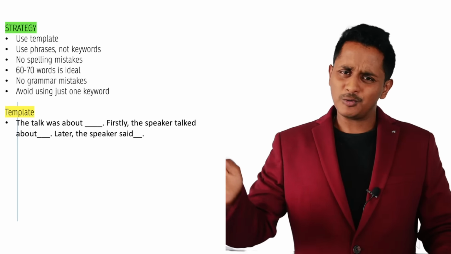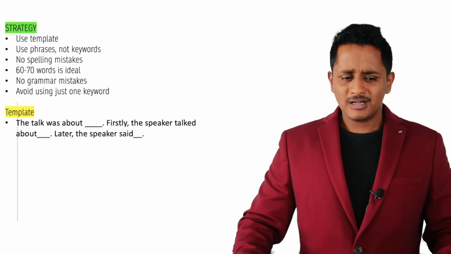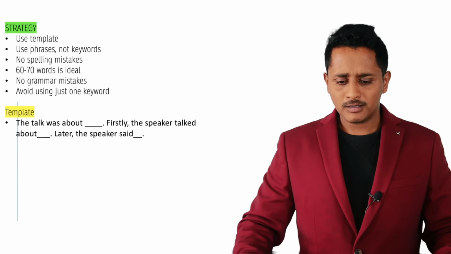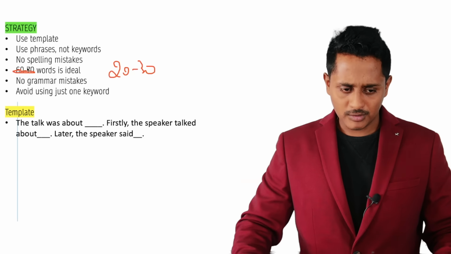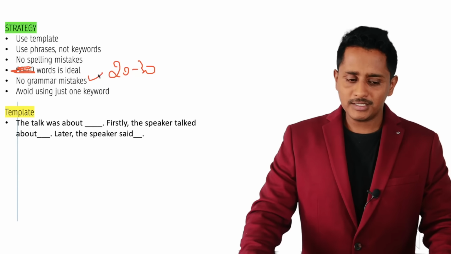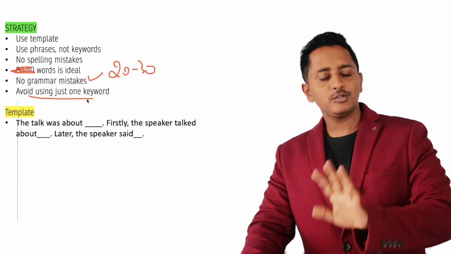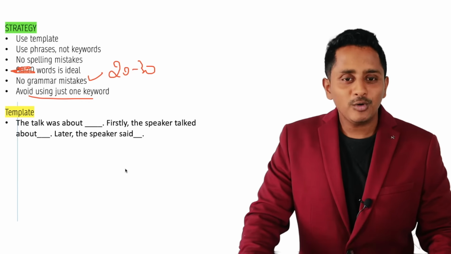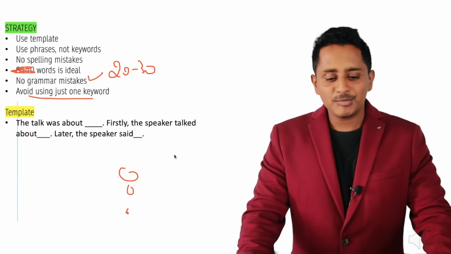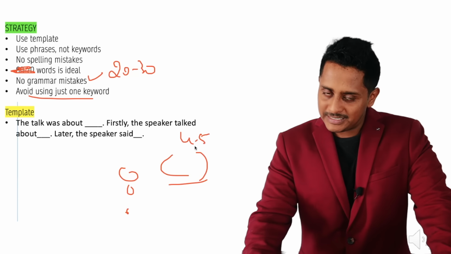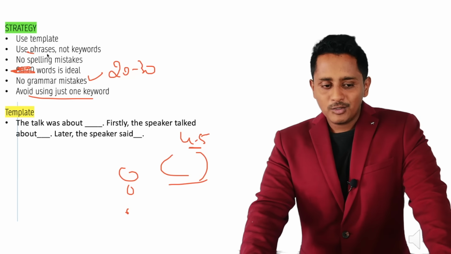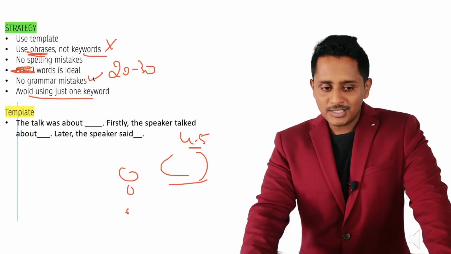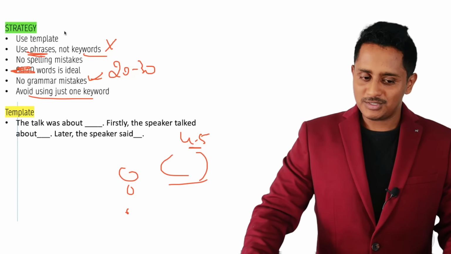So, this audio goes for 1 to 1.5 minutes. The strategy: your summary must be 20 to 30 words at any cost. No grammar mistakes, and avoid using just one keyword. You listen to the audio and make some notes, but don't write only one word. Write small phrases of 4 to 5 words each. Use phrases, no keywords, no spelling mistakes, no grammar mistakes, and use this template.